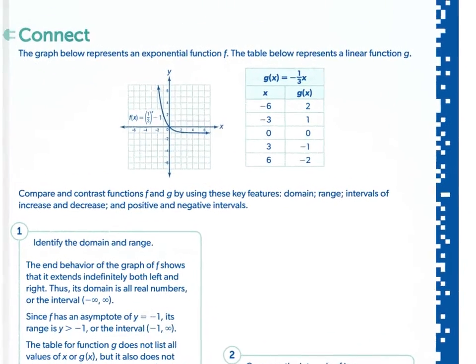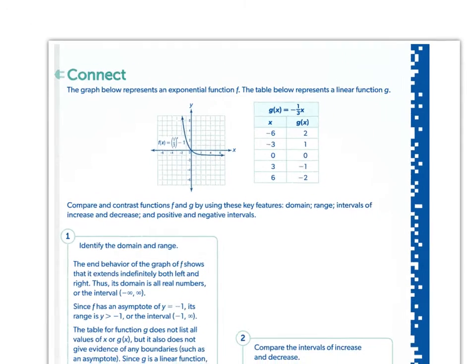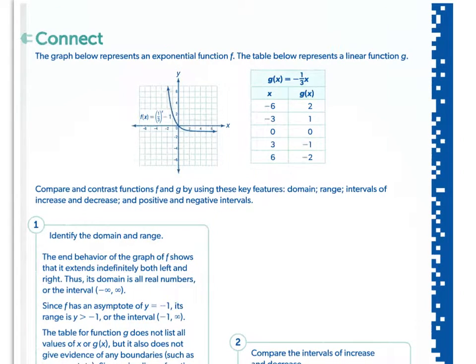So here, we have 2 functions, I apologize. We've got the first function, which is an exponential function. Again, I mentioned that earlier: these are ones that have exponents in them. In this case, I've got (1/3) to the x power minus 1. Looks like that graph. The table has a linear function. Linear is just anything to the power of 1. So here's my linear function: g of x is equal to negative 1/3 x.